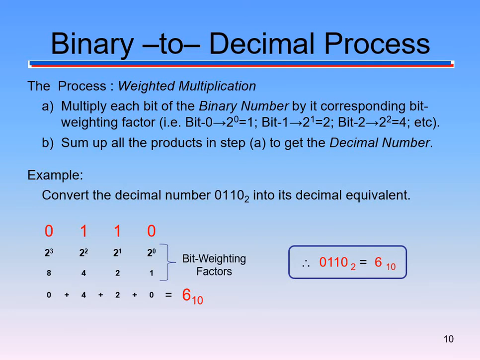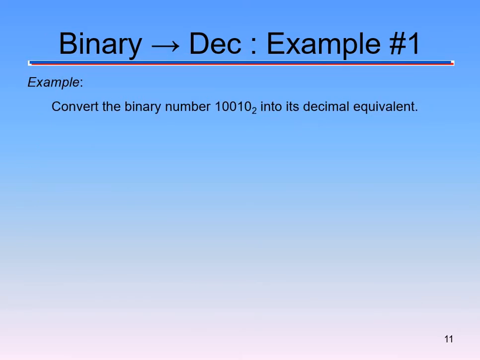Now, make sure that you have this example written down as you see it. It will be very, very helpful for you as we move through this section and work through some other problems. Okay, so let's do this one. We're going to convert this binary number 10010 to its decimal equivalent.